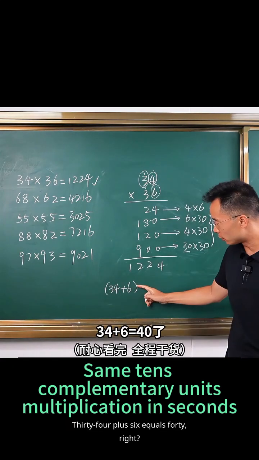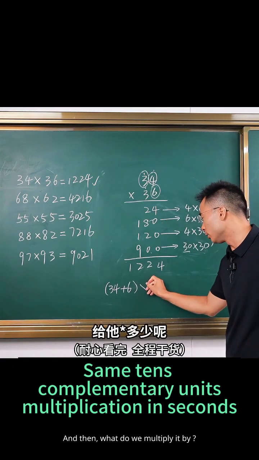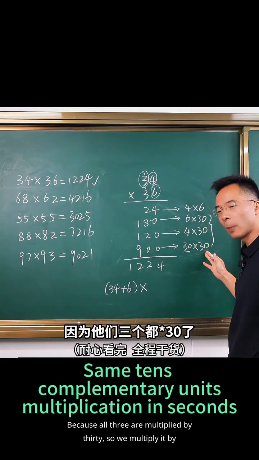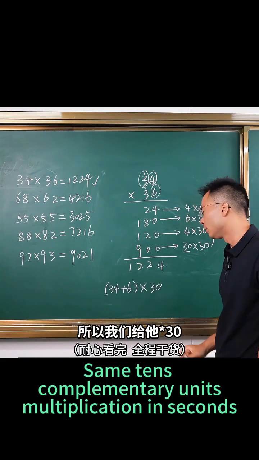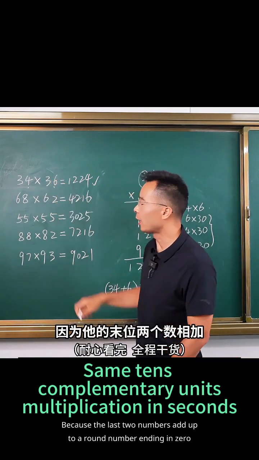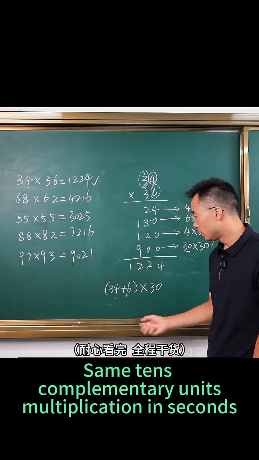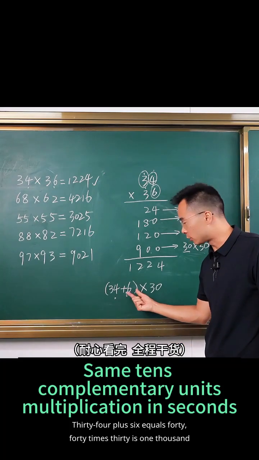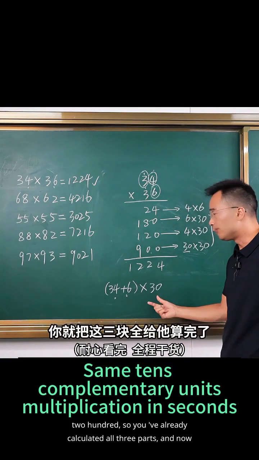34 plus 6 equals 40, right? And then what do we multiply it by? Because all three are multiplied by 30. So we multiply it by 30. Now can you see why it's easy to calculate? Because the last two numbers add up to a round number ending in 0. 34 plus 6 equals 40. 40 times 30 is 1,200.